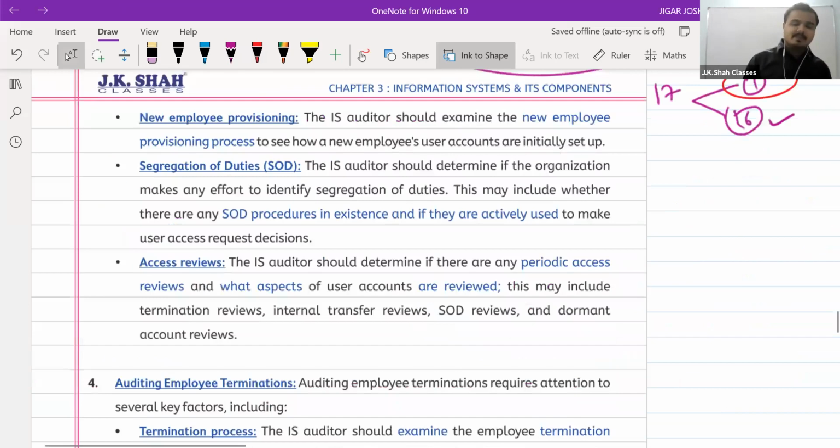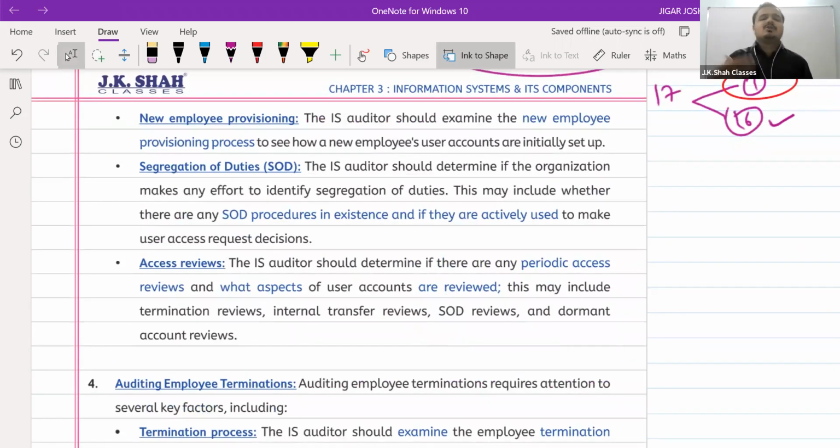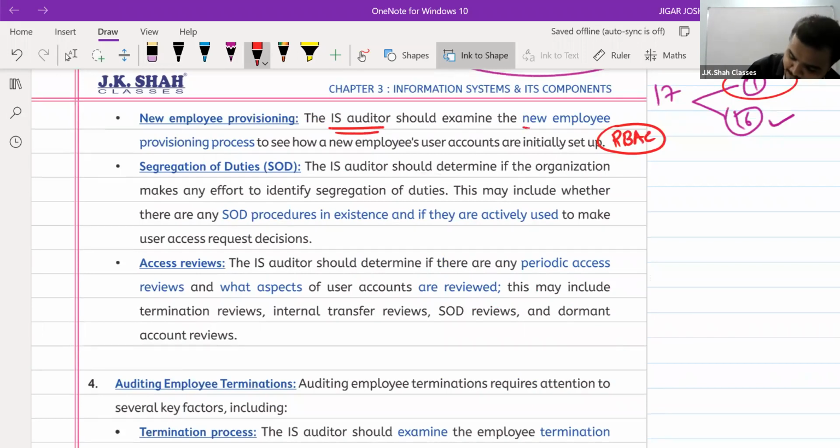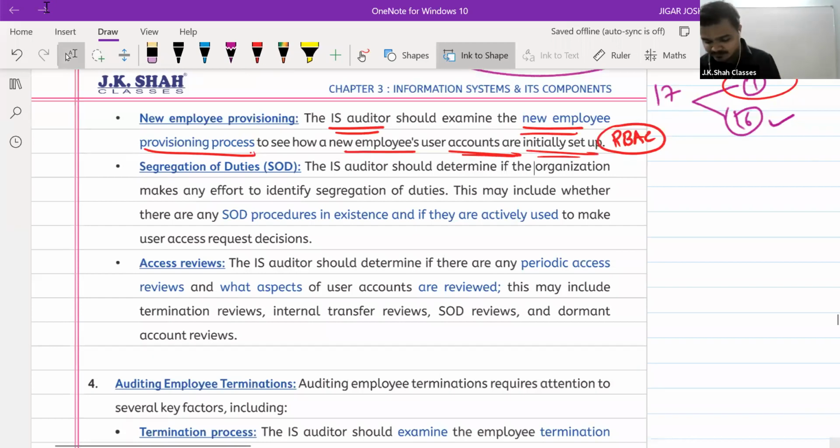Yes, sir. Third one. In your organization, suppose new employees are joining, then would you like to give access to these new employees? Yes or no? Obviously yes, sir. But according to what, sir? According to the role they hold in our organization. Do you agree with me, my dear chartered accountants? Say yes or no. 100% yes, sir. So the IS auditor should examine the new employee provisioning. Yes, sir. And they should see how these new users will be created and initially set up. Understood? Yes, sir.